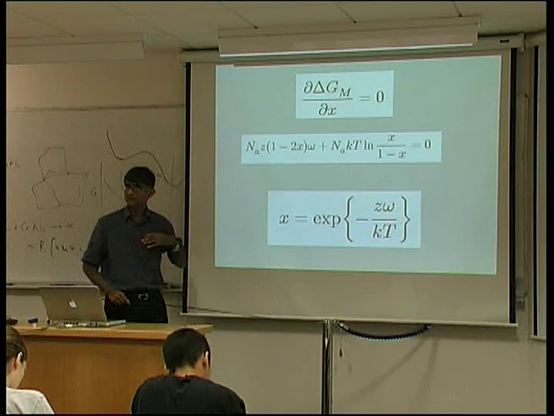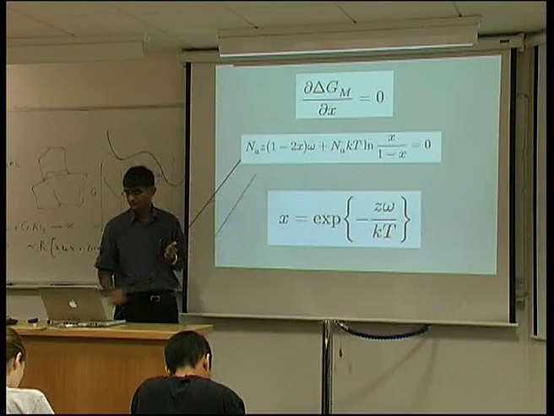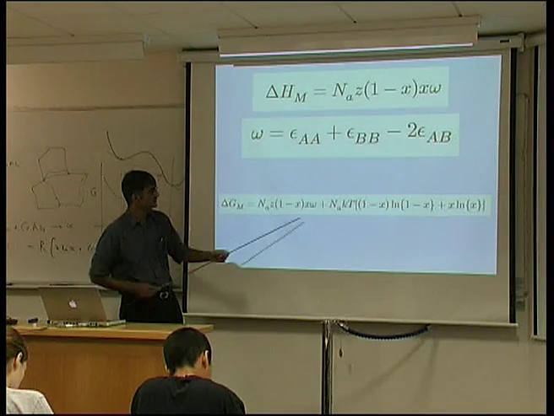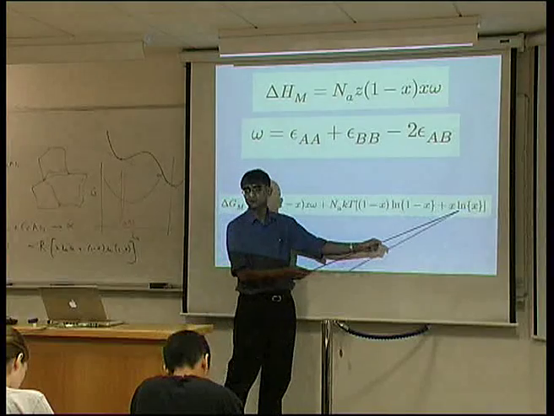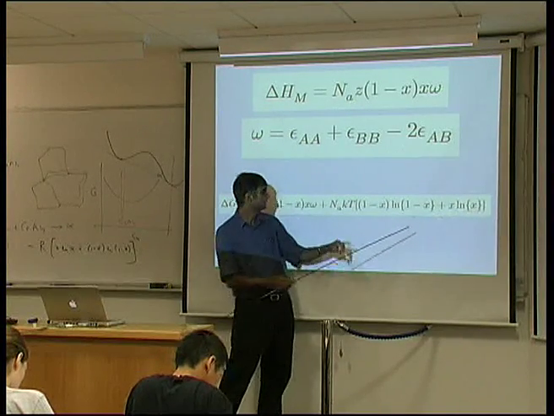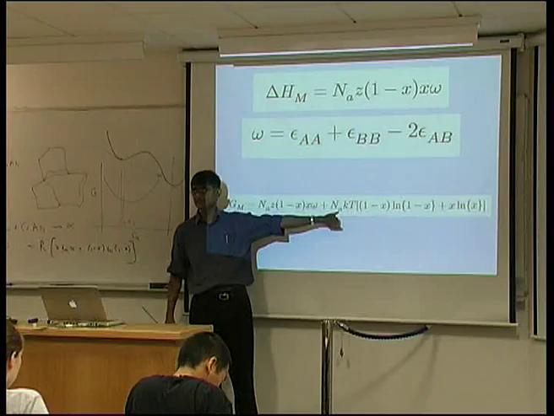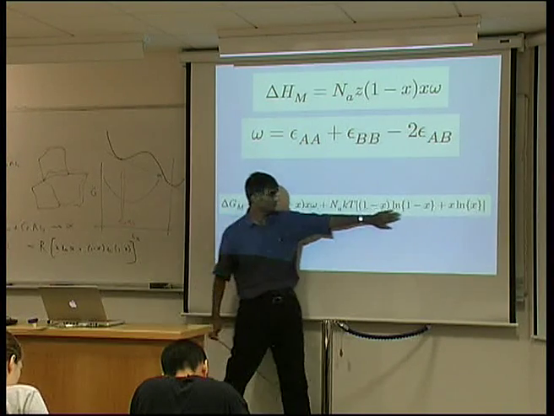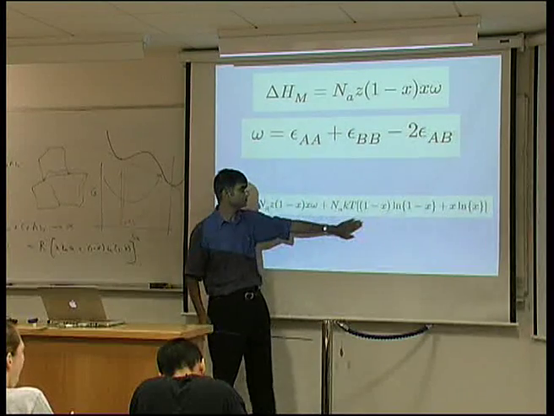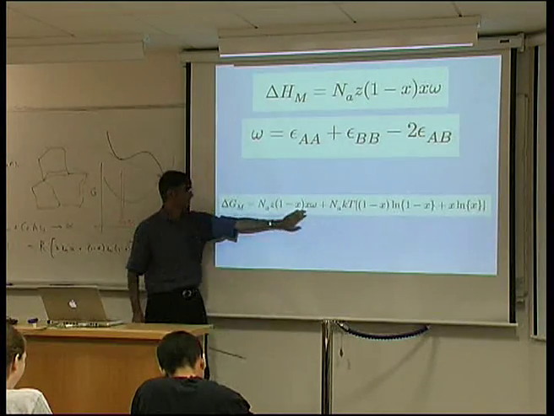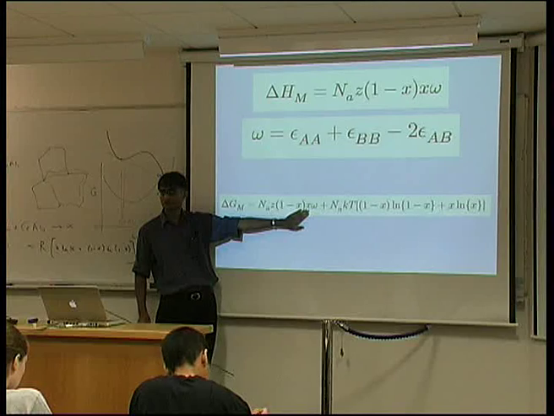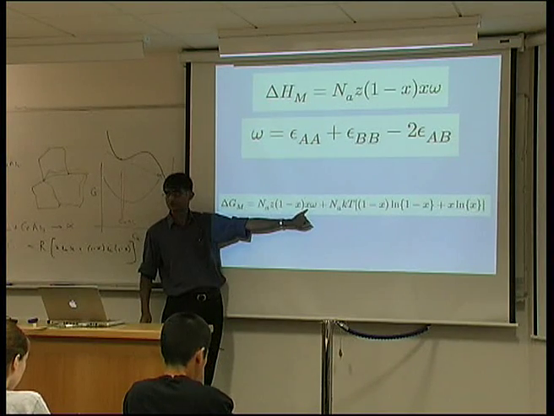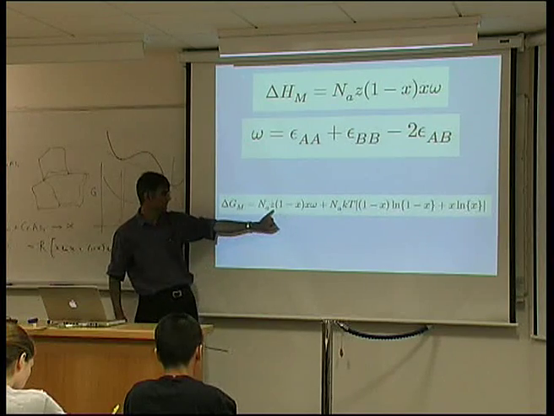Right, so to find those minima, I take my expression for the free energy of mixing. This is basically the configurational entropy of mixing, where N subscript A is Avogadro's number and k is Boltzmann's constant. So this term you're familiar with is the contribution from the entropy of mixing. This term here is the contribution from the enthalpy of mixing, where 1 minus x is the concentration of A, and x is the concentration of B.